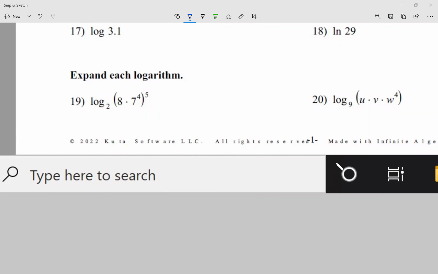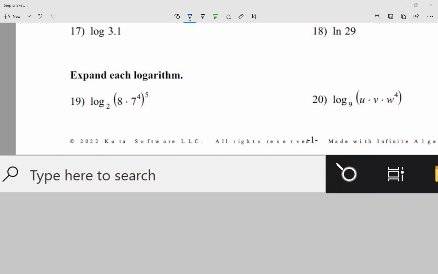Still looking at logarithms. Today we're going to be looking at expanding and condensing. Expanding, questions 19, 20, 21, and 22. So we're looking at expanding. Expanding, as it means, is you're going to make it bigger.